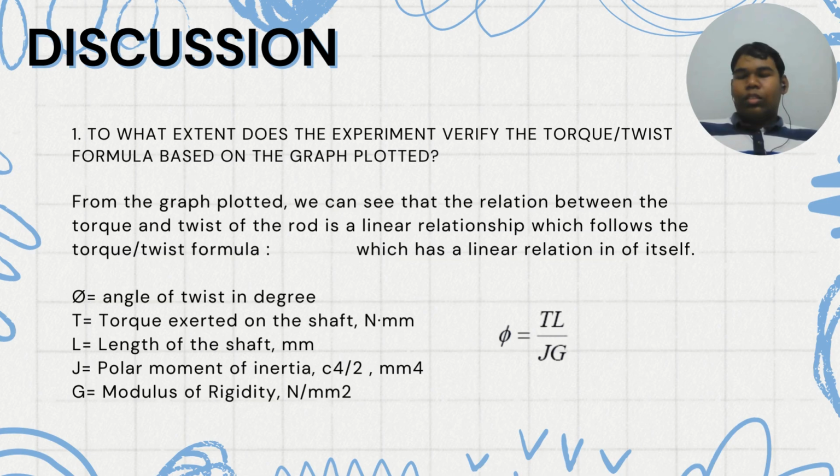Okay, for the first discussion, from the fluff concept which we have seen earlier just now, we can say that the relation between the torque and twist of the rod is a linear relationship which follows the torque and twist formula, that theta equals TL over JG, which in itself has a linear relation. And we can see that most of the data closely approaches a straight line, which supports our argument as well. Thank you.